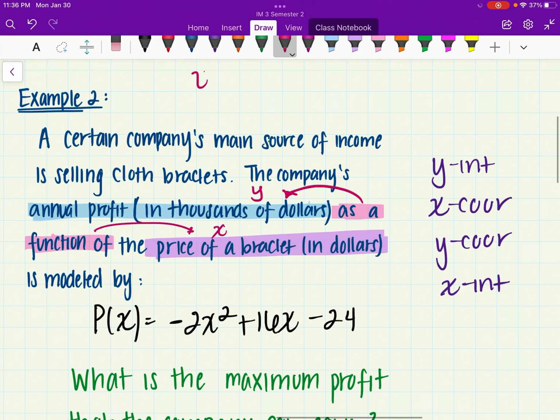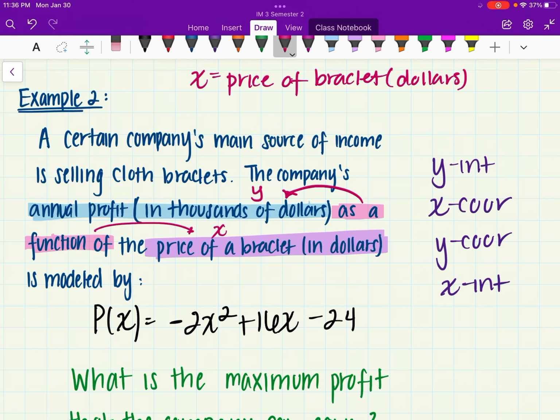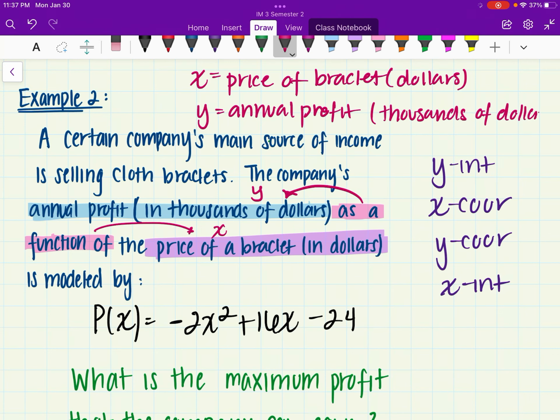So that's settled. Let's go ahead and write X equals price of bracelet in dollars, and in this case Y is annual profit in thousands of dollars.